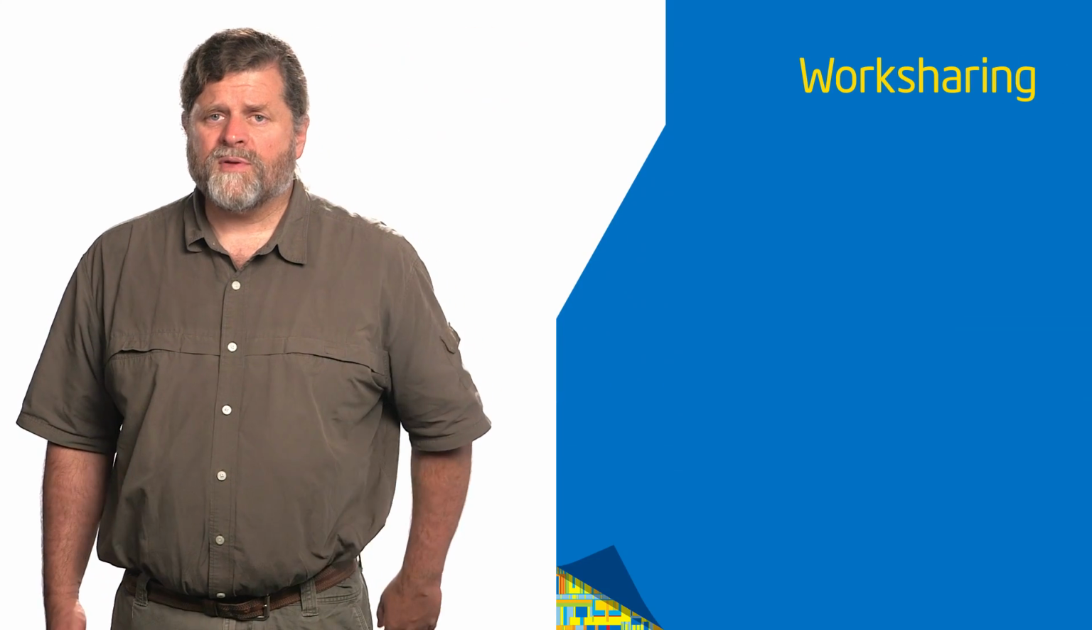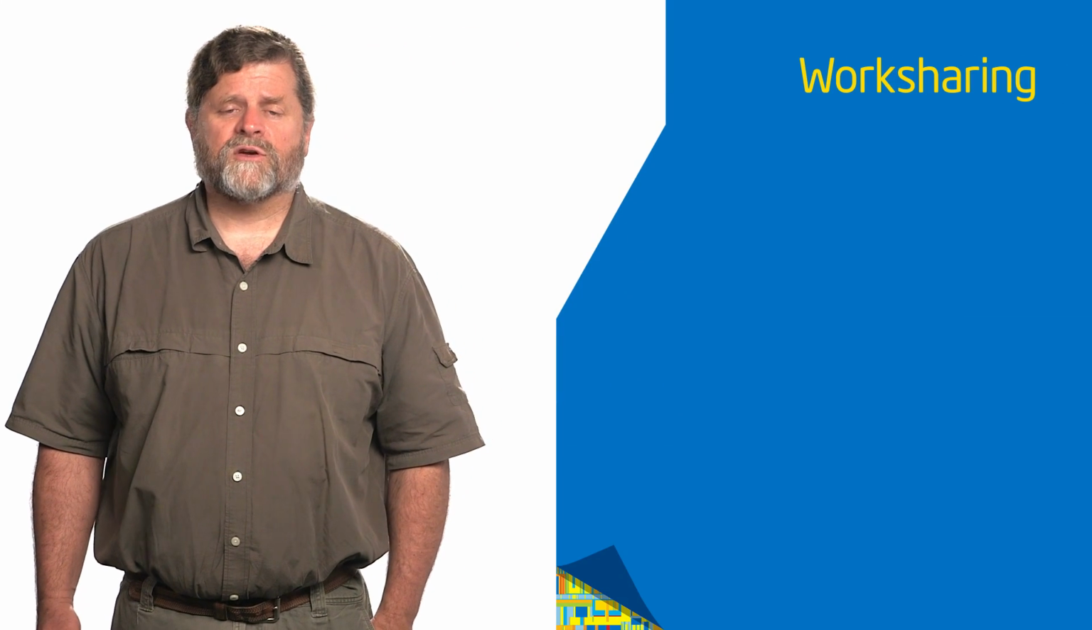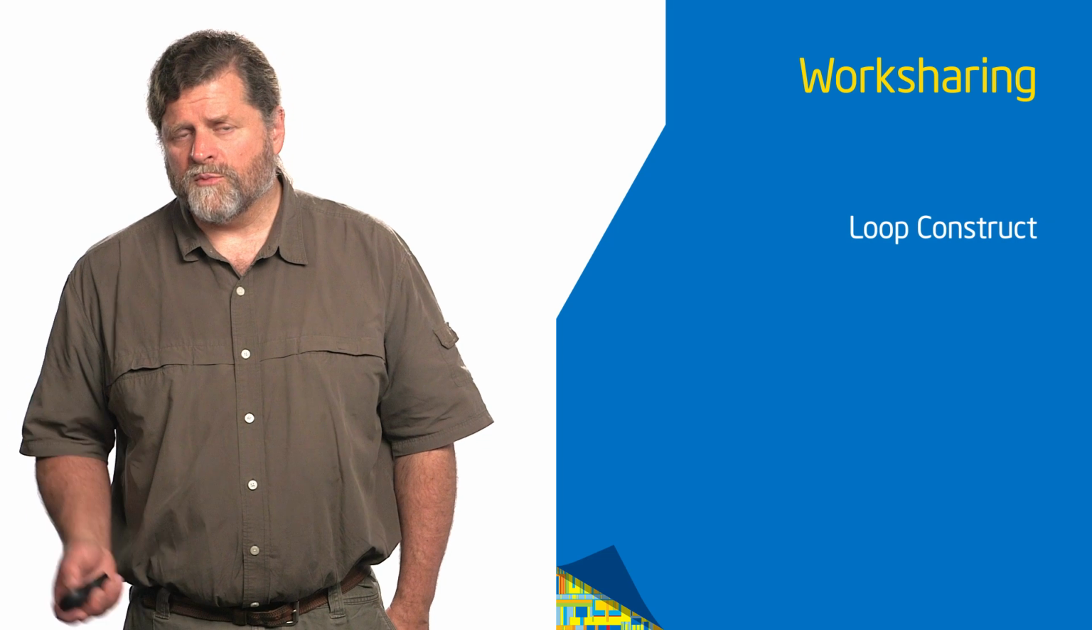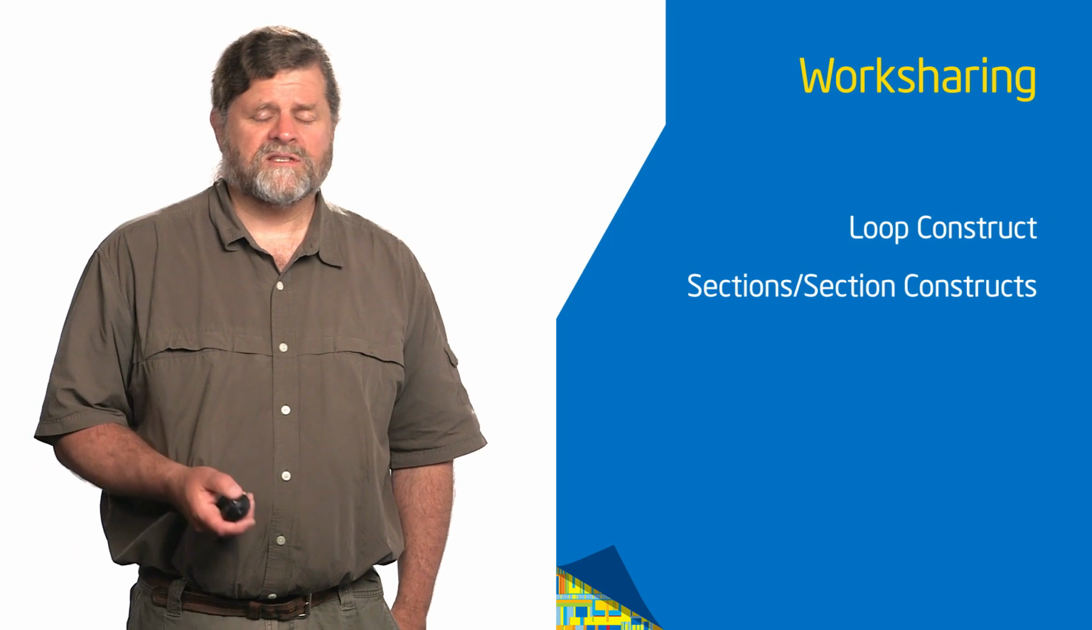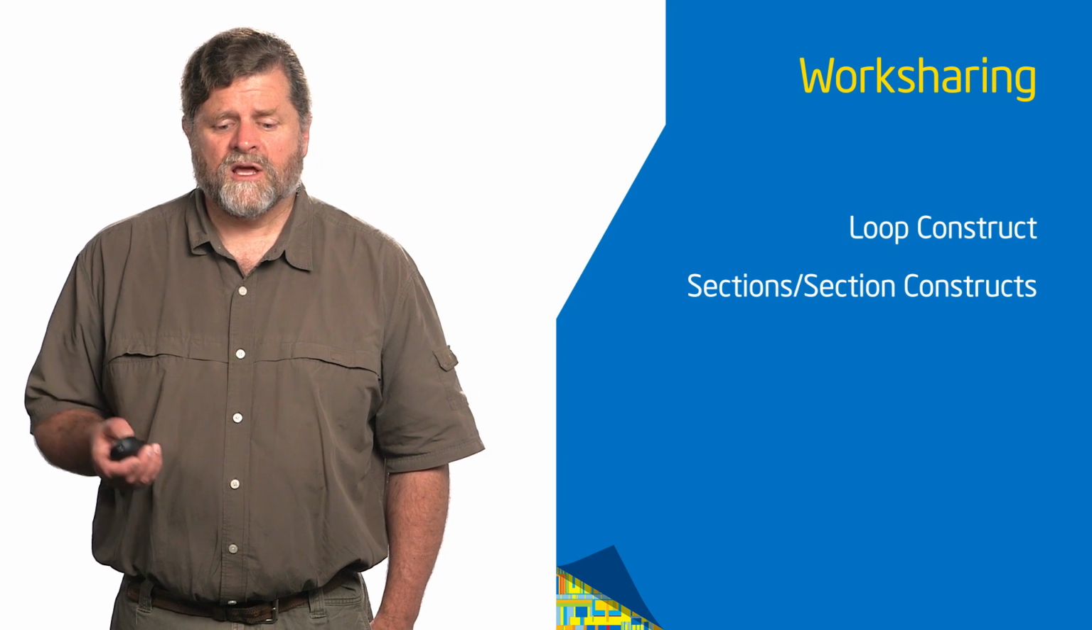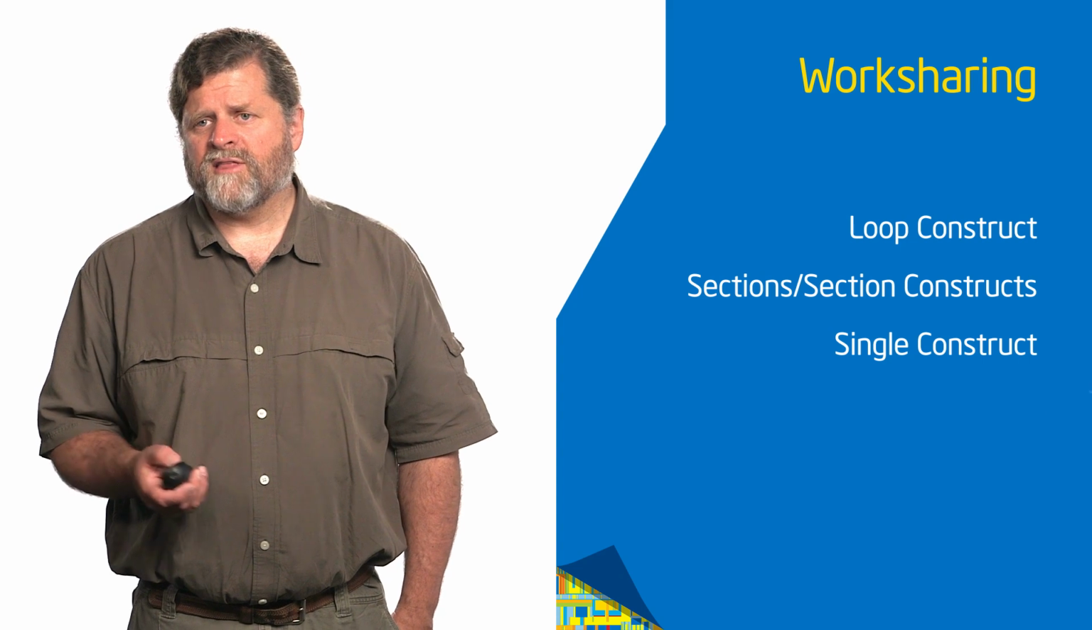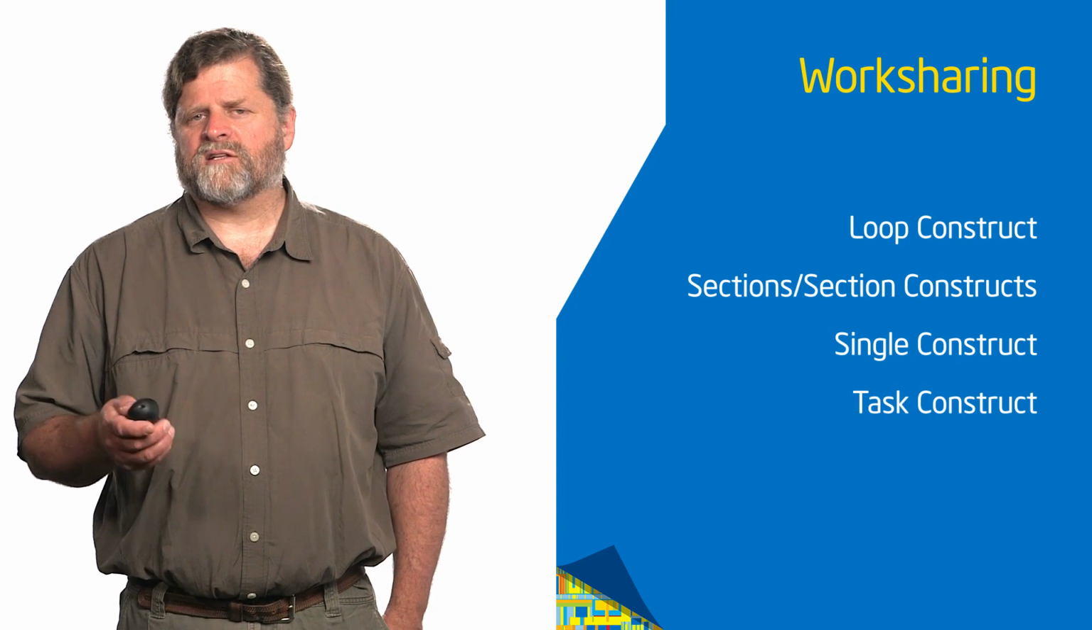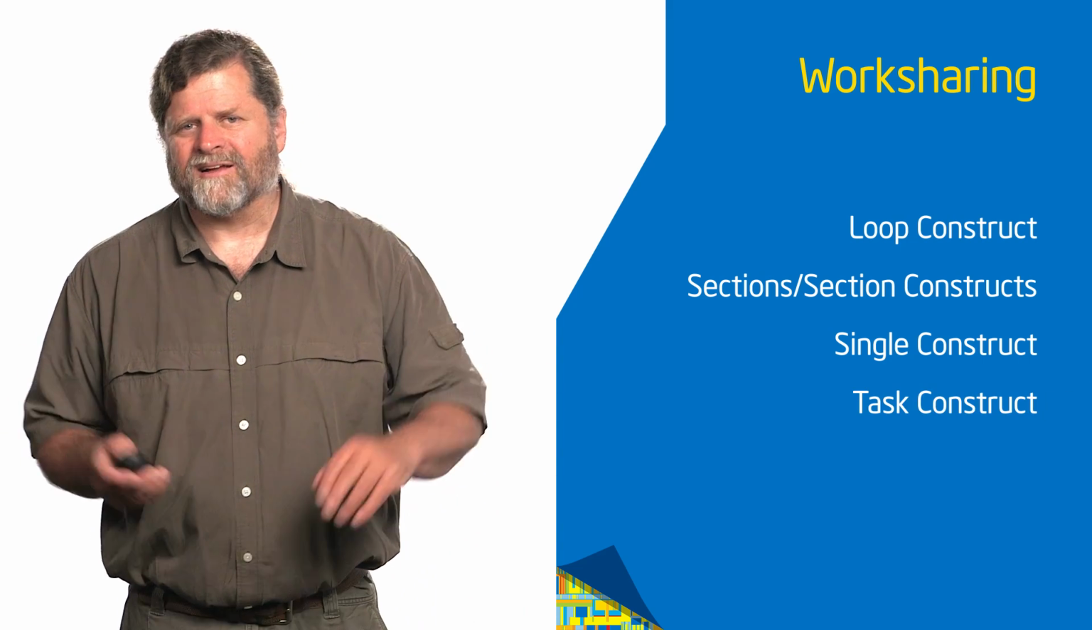Now, in OpenMP, we have a collection of worksharing constructs. There's a worksharing loop construct. There's something called the sections and section construct. There's the single construct. And then there's also tasks, which technically aren't work sharing, but they act like work sharing. We're going to talk about those later. Right now, we're going to talk about the most common work sharing construct, which is the loop work sharing construct.